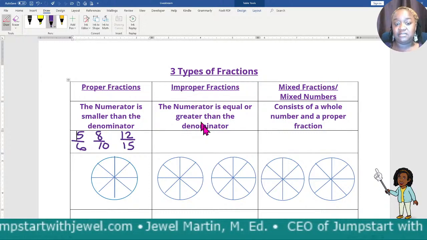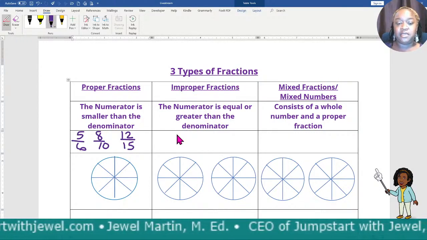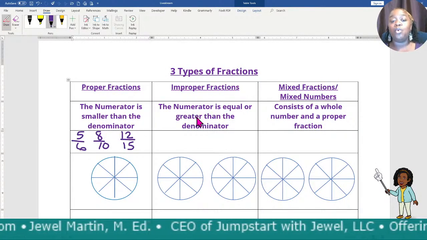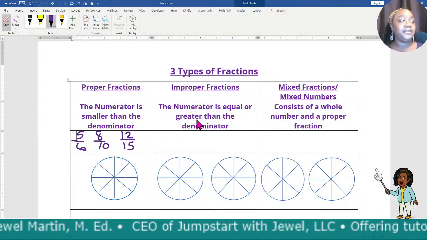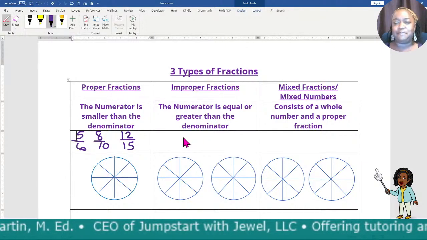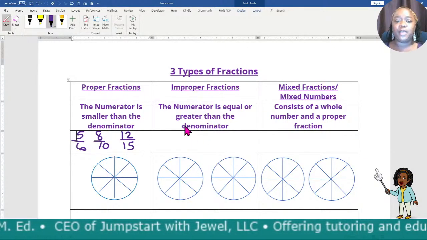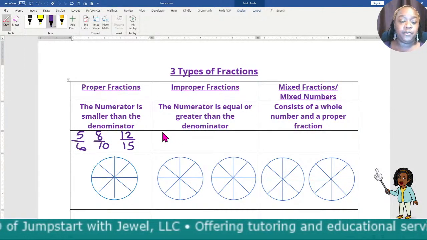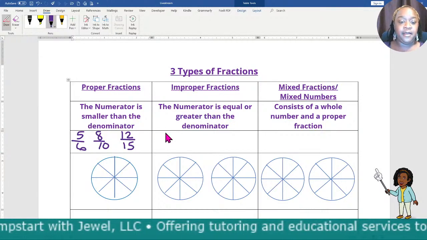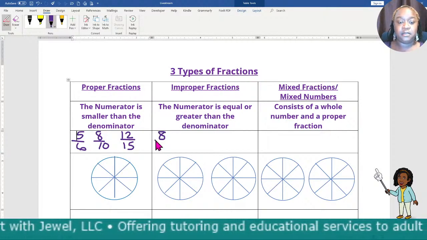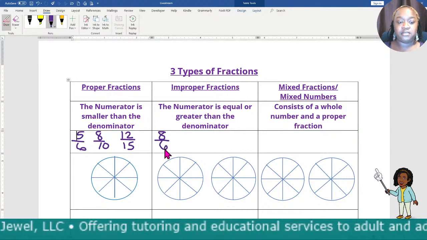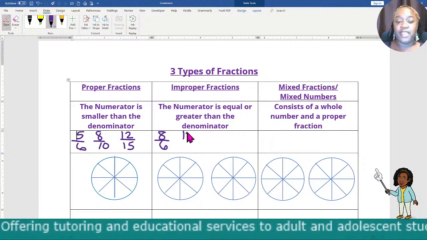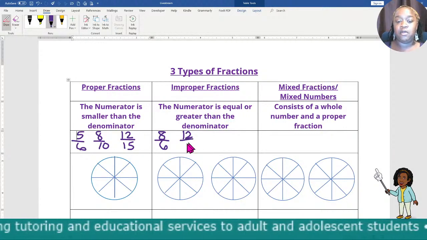Improper fractions, this is where some of the confusion comes in. This is where the numerator is equal or greater to the denominator. It's improper. It really doesn't make sense, to be honest. That's why with improper fractions, you can't leave them like that. So an improper fraction would be a fraction like 8/6, or you might even see a fraction where you have 12/12.